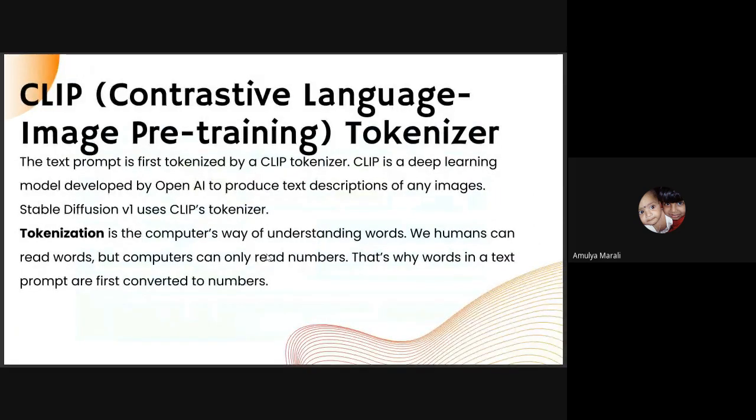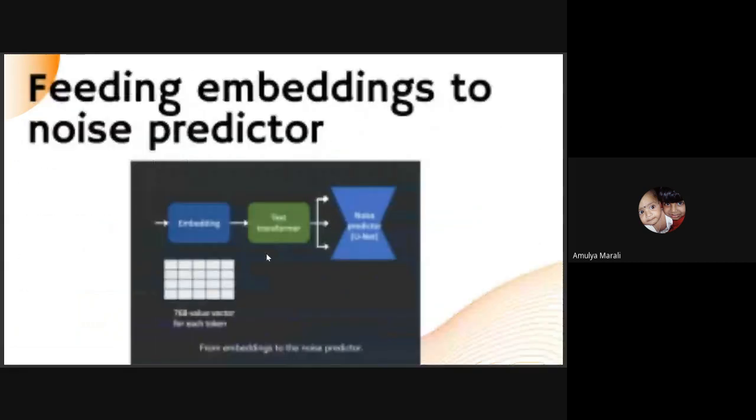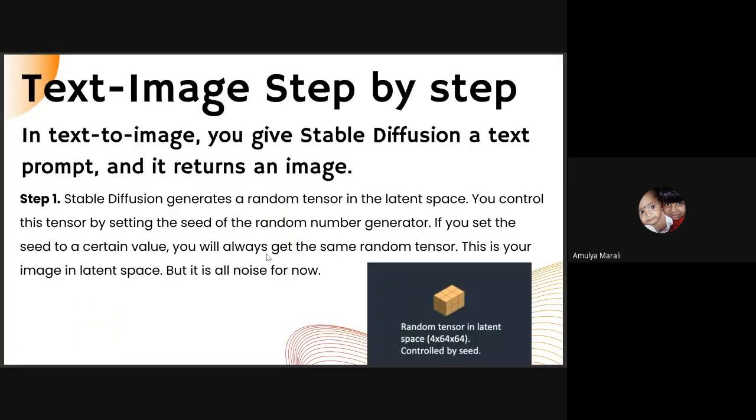Let's come here. So the Contrastive Language-Image Pre-training tokenizer, the CLIP tokenizer. The text prompt is first tokenized by the CLIP tokenizer. CLIP is a deep learning model developed by OpenAI to produce text descriptions of any image. Stable Diffusion uses this CLIP tokenizer. So what is tokenization? It's a computer's way of understanding words. As humans read words, computers read numbers. So that's why this tokenization is extremely important. And then feeding embeddings to the noise predictor. Later, you have text to image step by step.